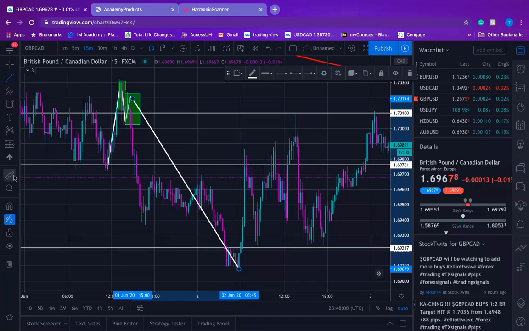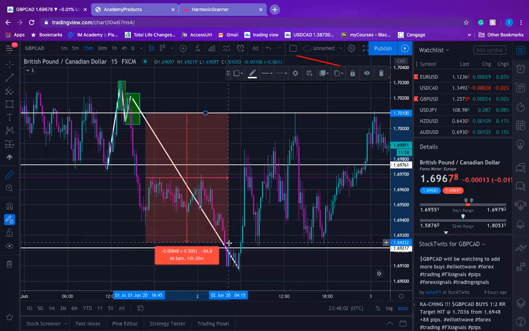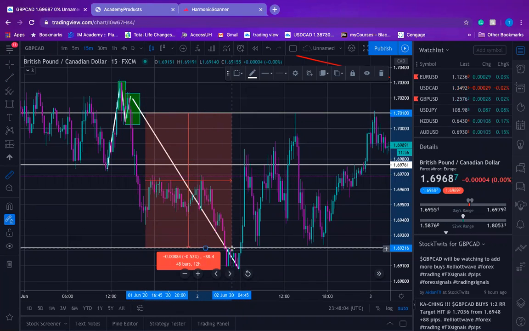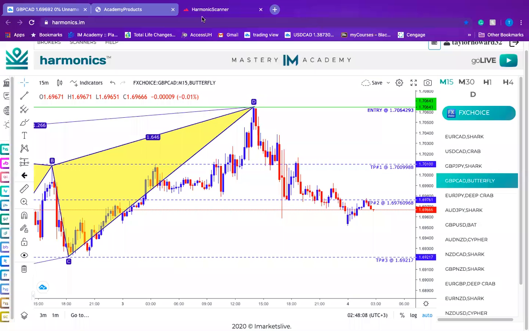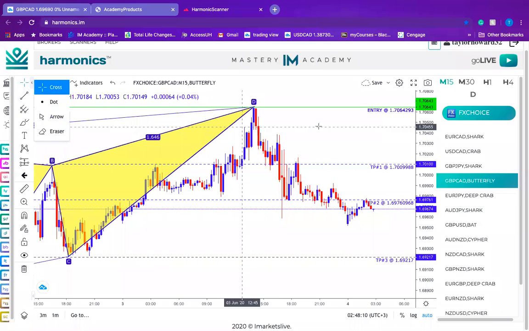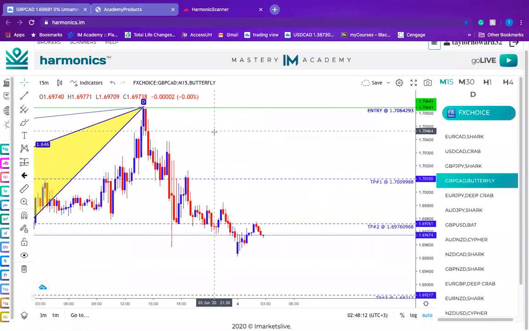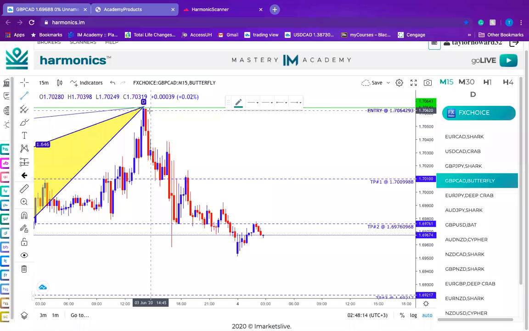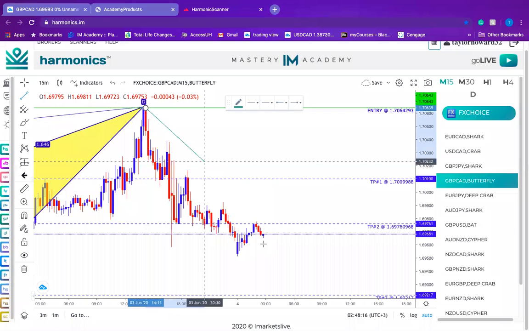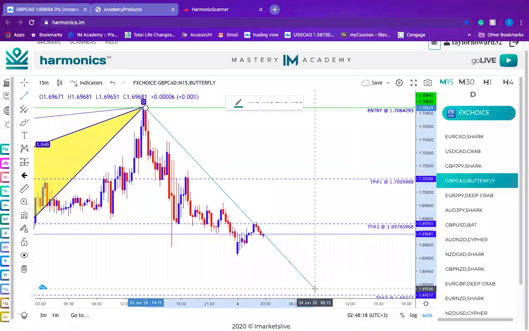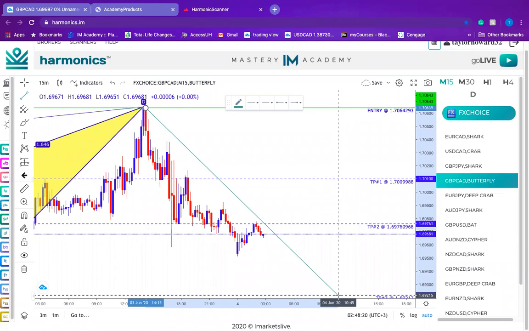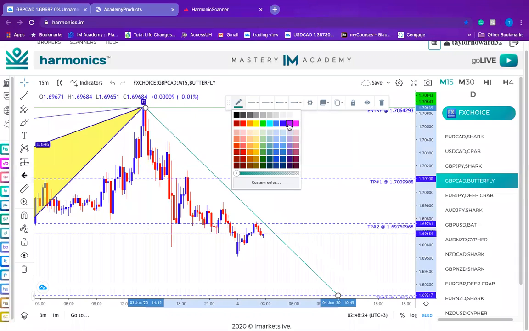So let's see how many pips this was. 88. Sheesh. All right, 88. I'm gonna give you guys a little insider for my people who do not have patience. I've actually noticed this for some of my people, so I'm going to give it to you guys as well.